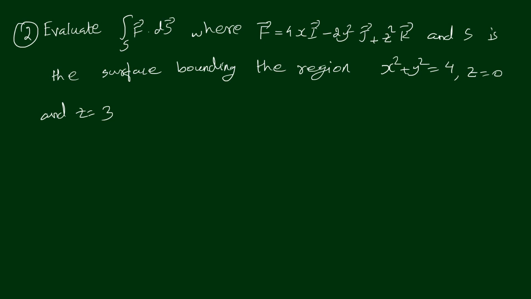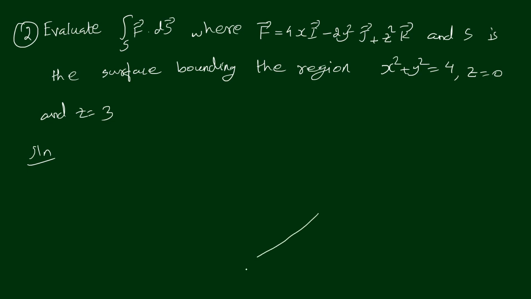And the surface S is given. It is bounded by x square plus y square equal to 4, z equal to 0, and z equal to 3. So here some planes are given, and the region is bounded by this closed surface. First thing, you need to identify the given surface. So x square plus y square is equal to 4. What is that actually?